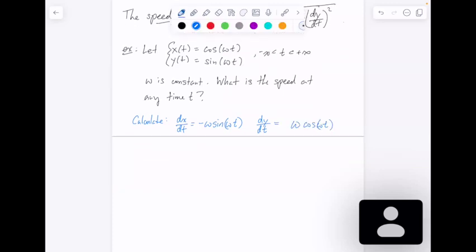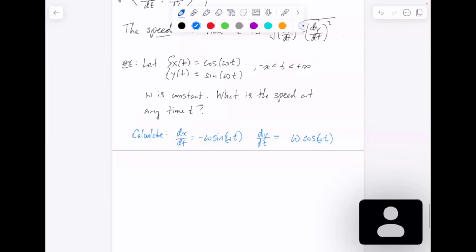Now I want to calculate the speed, the square root of these two quantities: minus omega sine omega t squared plus omega cos omega t squared. It looks like the omega squared comes out, so omega squared factors out, and you can take the square root of omega squared, so that's the absolute value of omega. And what's sine squared omega t plus cos squared omega t? Sine squared plus cos squared is always equal to 1, so that's just the square root of 1, so this is just the absolute value of omega.